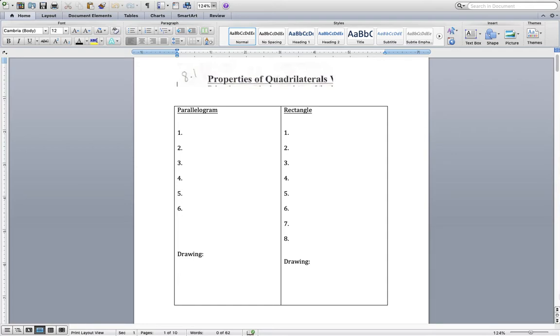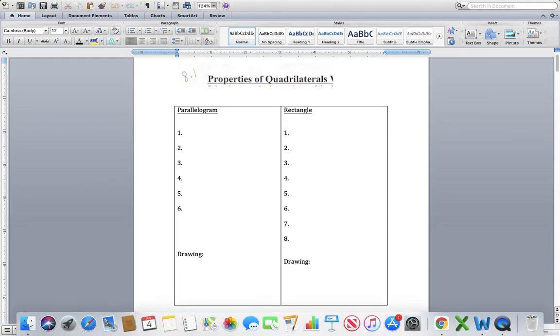So outline this in your notes so that the parallelogram is next to the rectangle, like I did, so that you can compare the two sets of properties, and then leave some space at the bottom for a drawing. This should take about a whole page, maybe a little bit less. Just leave yourself enough room at each number for a full sentence or a phrase, and then enough room for a drawing at the bottom. So pause the video, go ahead and make that outline.